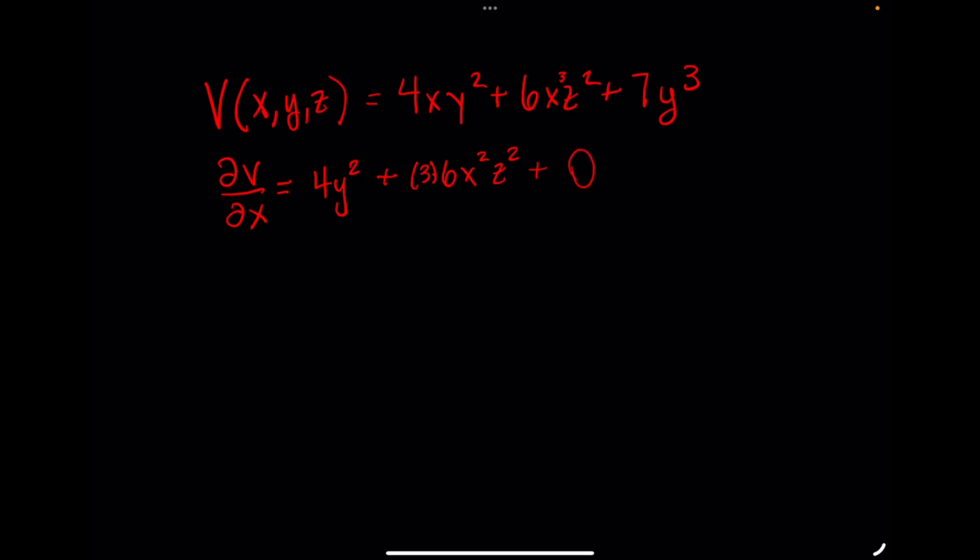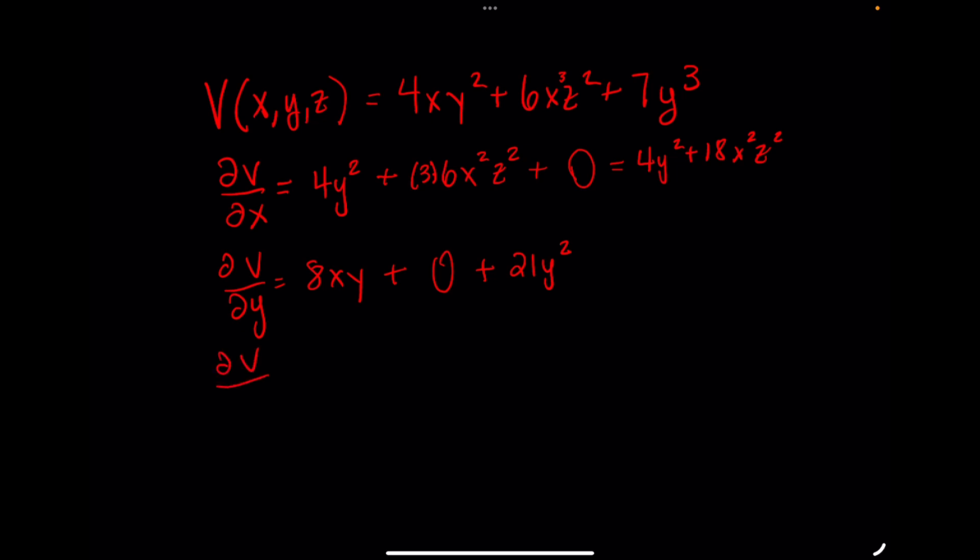That's just a constant, so the derivative of a constant is 0. And so in total, that gives us 4y squared plus 18x squared z squared. So we can do the same thing for y. The first term, we have a y squared, so that's going to be 8xy. The second term, we have no y's, so that's going to be 0. The third term, we have a y cubed, so that's going to be 21y squared.